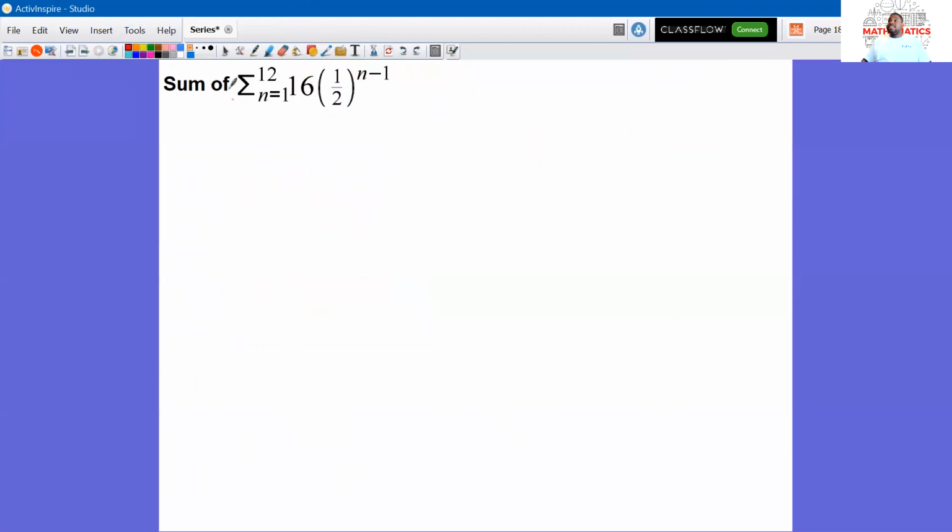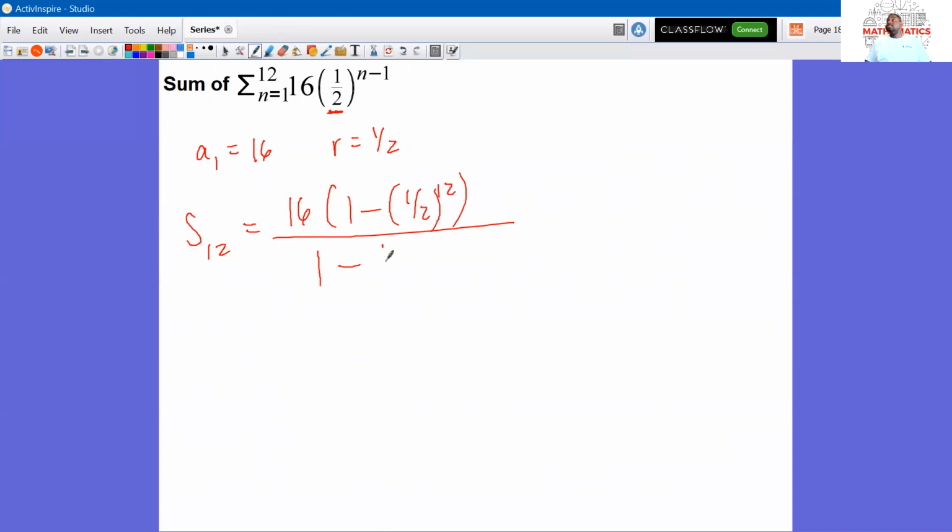All right, now we're going to find the sum of this finite geometric series, n equals 1 to 12, 16 times 1/2 to the n minus 1. So you will need definitely the first term. So the first term, if you plug 1 in, you get 16. Of course, r is 1/2. It's that number right there. So we need the sum of, looks like 1 to 12. That's 12 terms, so S12, okay? That's going to be 16 times 1 minus 1/2 to the power of 12 all over 1 minus 1/2.